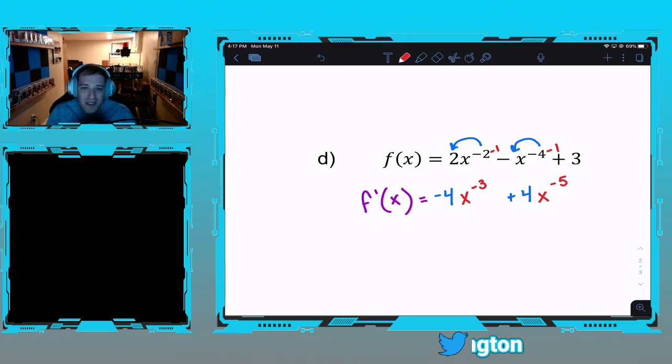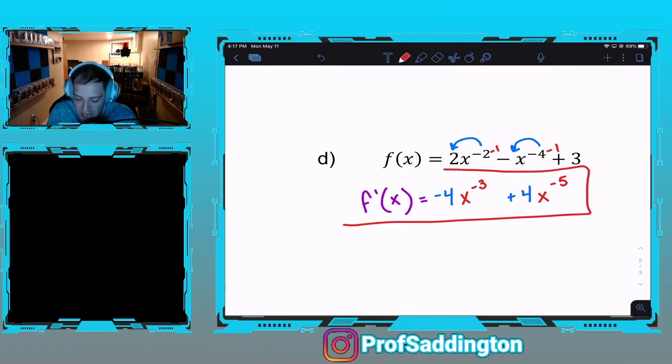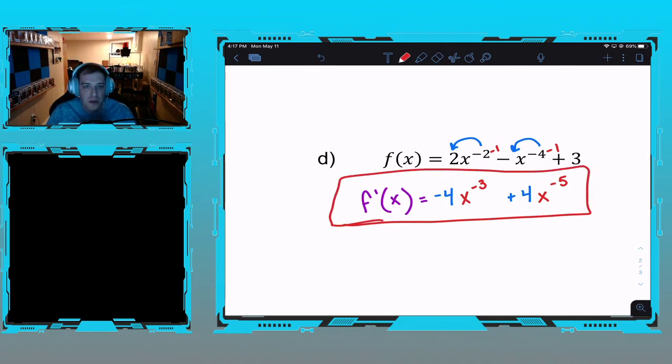Once again, we have that plus 3, but because the exponent is 0, there's no x there, we don't even care about it. So we already have the final solution to the problem. So even though they were negative exponents, it's okay.